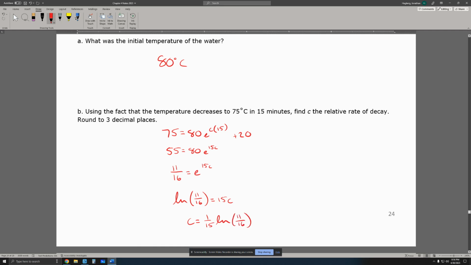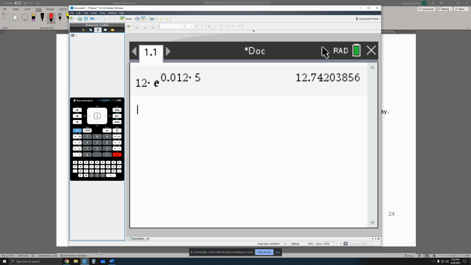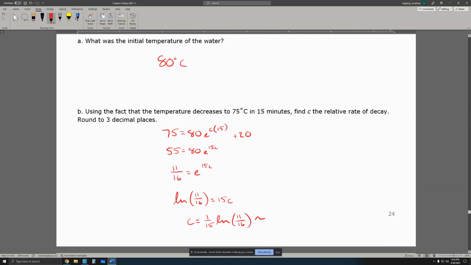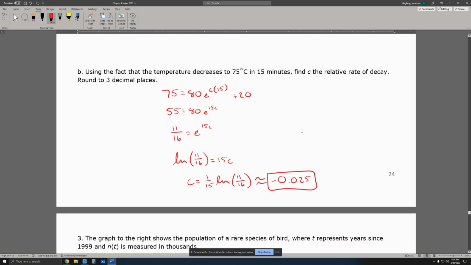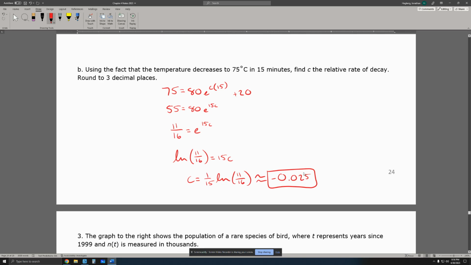This would be the exact answer, but let's go ahead and find a decimal approximation. So I'm going to do control divide to get my 1/15. We're going to do our natural log of another control divide, 11/16. Control enter, and that gives us negative 0.0249, or 250. So negative 0.0250. All right. I guess if we're rounding to 3 decimal places, we would just have 0.025. All right. As a percentage, this would be negative 2.5%. Go ahead and flip the page.